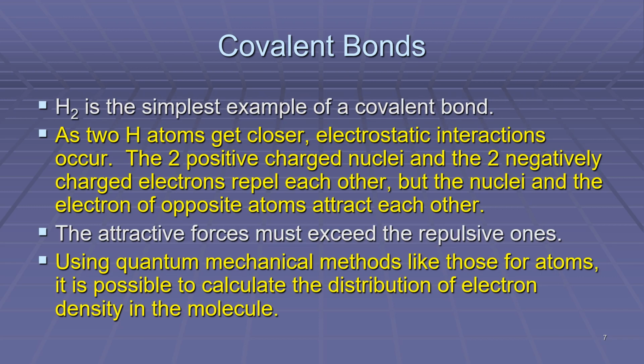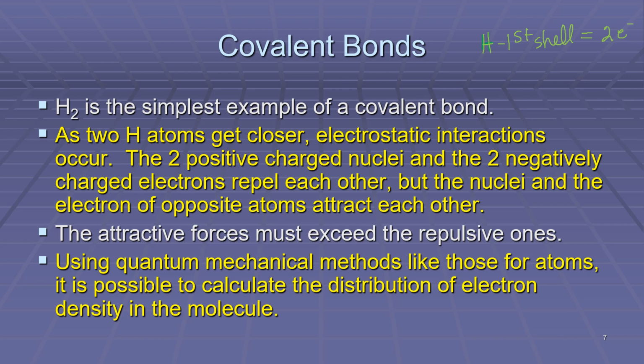All right, if we start with hydrogen, hydrogen is the simplest example of a covalent bond, and actually hydrogen is one of the exceptions to the octet rule, because we know hydrogen is in the first shell. For it to be full, to be like helium, it needs 2 electrons, so it doesn't get all 8, it only needs 2.